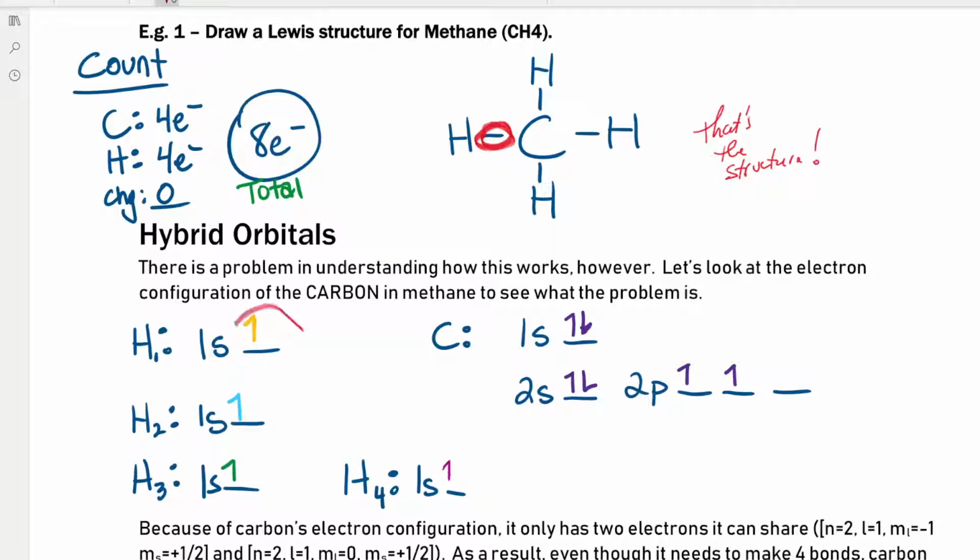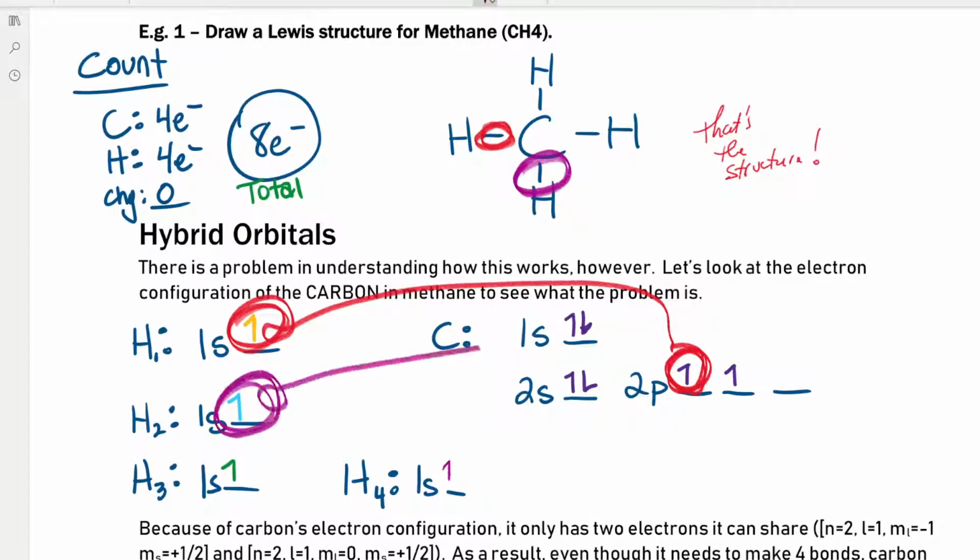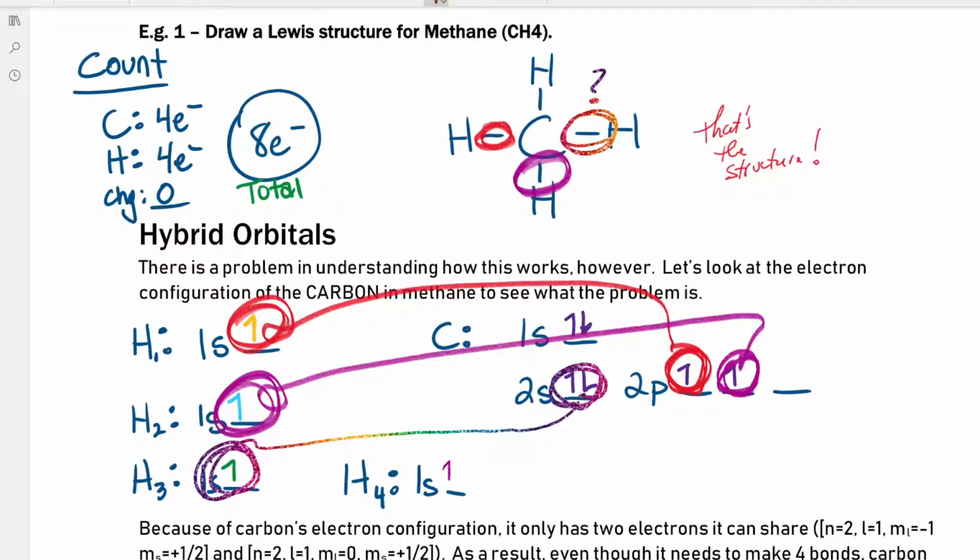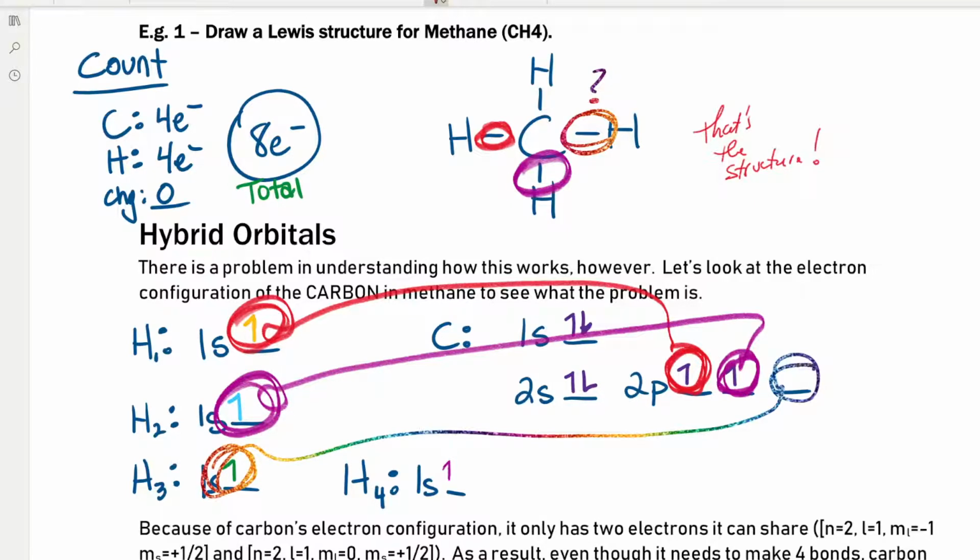So now, this bond here, well, that could be this electron pairing up with that electron, being a shared pair. Great. And then this bond here, well, that could maybe be this electron pairing up with that electron. But the problem is now, how would I form this bond here? See, the problem there is, when I go to share this electron, I can't share it here because they're already paired up. And I can't pair it here because that orbital is empty.